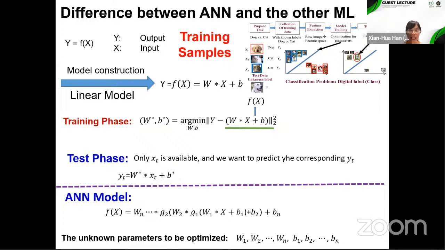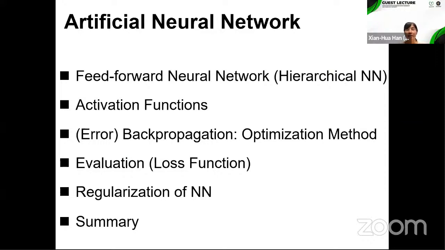In this ANN model, there are a lot of unknown parameters we need to optimize, such as W1, W2 to Wn, and B1, B2 to Bn. Usually in a neural network model, there are a lot of parameters because there are multiple layers in our neural network. So let's go to the artificial neural network.